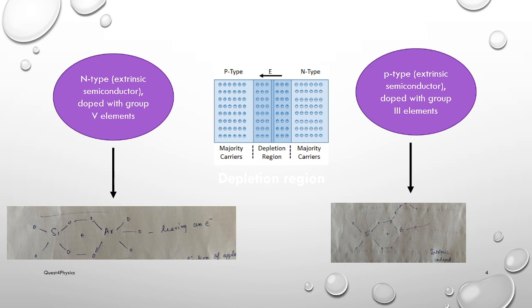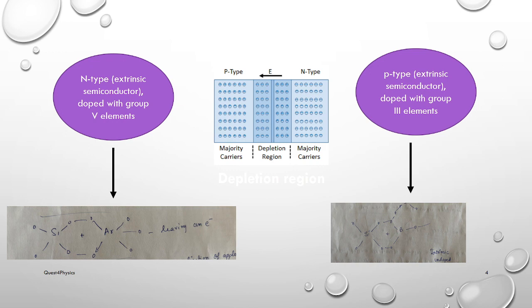So how does it work? Before diving deep, let's see what n-type and p-type semiconductors are. In pure form, they are intrinsic semiconductors. An n-type semiconductor is usually doped with group 5 elements, where the pure semiconductor, for example, silicon or germanium, makes covalent bonds with pentavalent elements to form an extra electron. And in this way, in n-type extrinsic semiconductors, there are extra electrons.